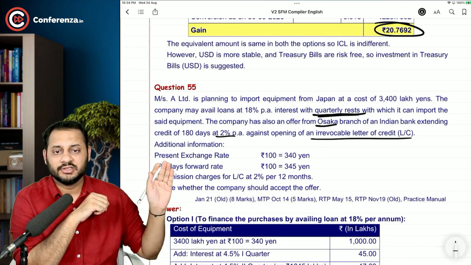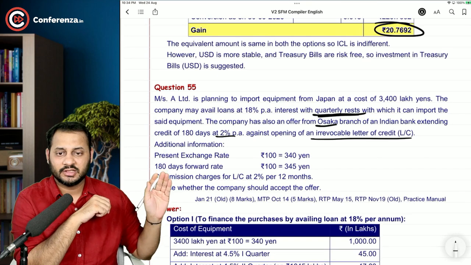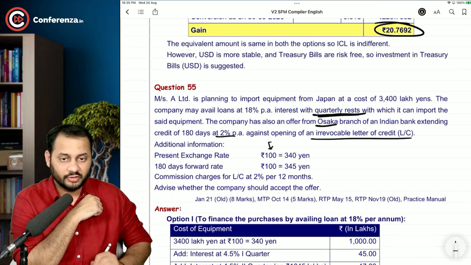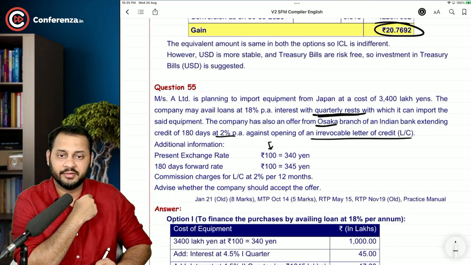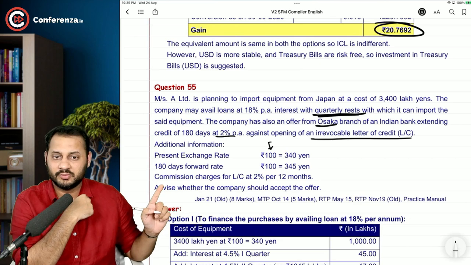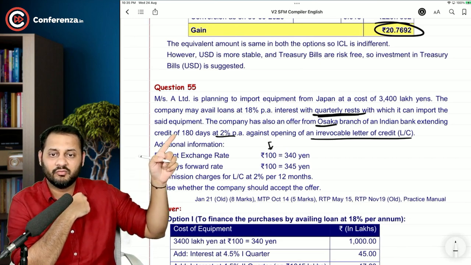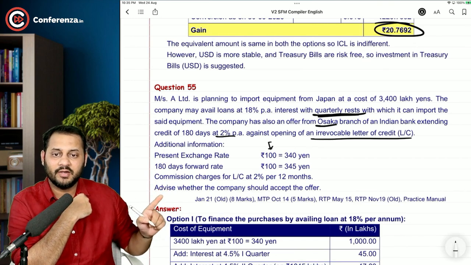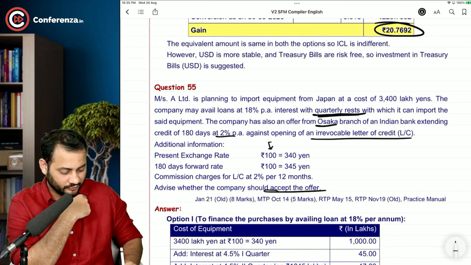Additional information is this: today's exchange rate is this, and the 180 days forward rate is this. In this case, this is your base currency, rupees 100. Commission charges for opening the letter of credit is 2% for 12 months. We need it only for 180 days, so only 1% will be applicable. Advise whether the company should accept the offer.